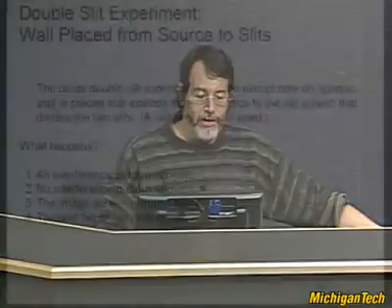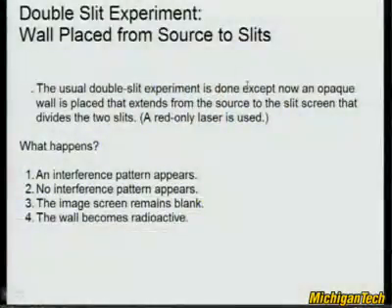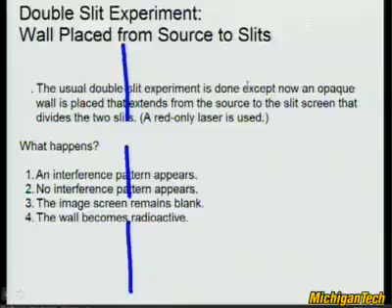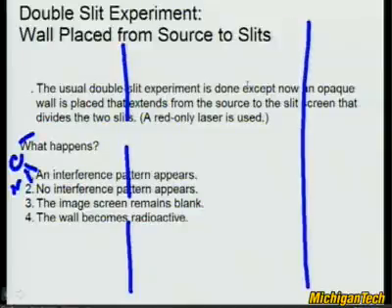Okay. So now we're going to place an opaque wall from the source to the slit. Let's do it in blue, I like that better. So here we have the source, now considered a monochromatic source. But now we're going to put up a wall right here and say nothing goes there. What do you see here when you put up a wall?